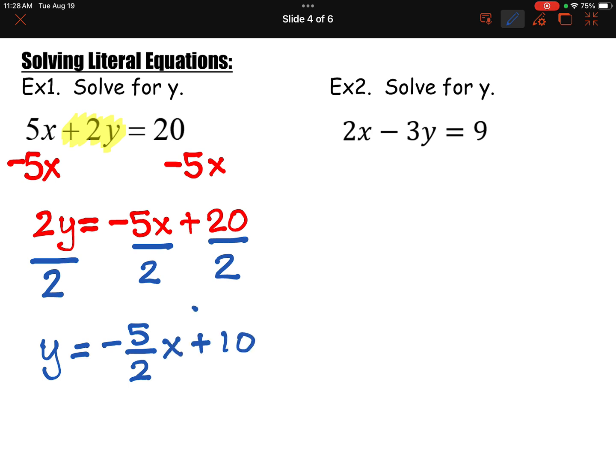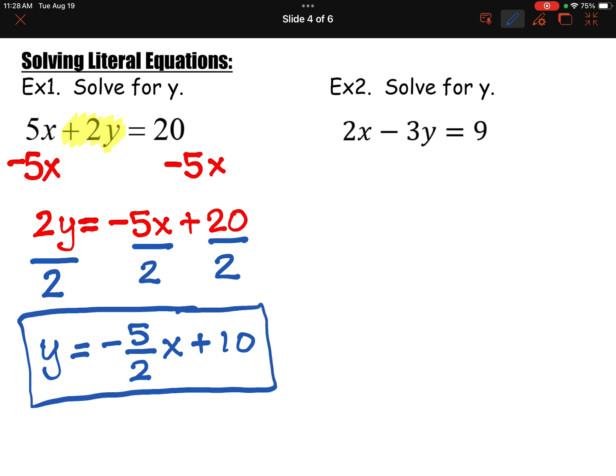If you turn it into a mixed number or a decimal, I will take it, but really down the road, we want to leave it in improper fractions, so I'm just going to go ahead and do that right now. Okay, let's go look at the second one.